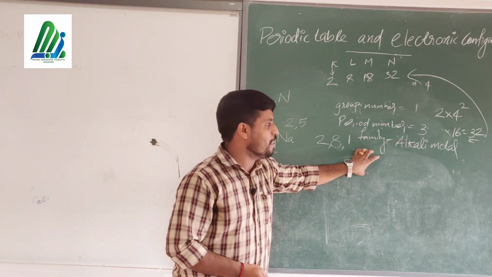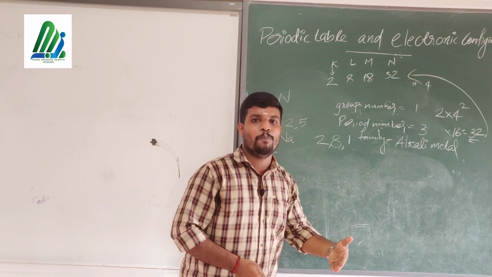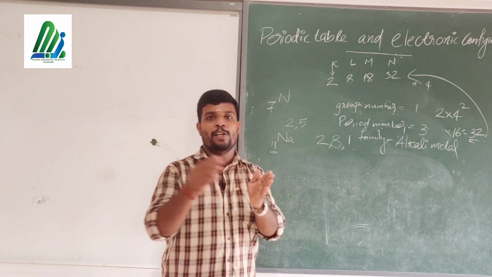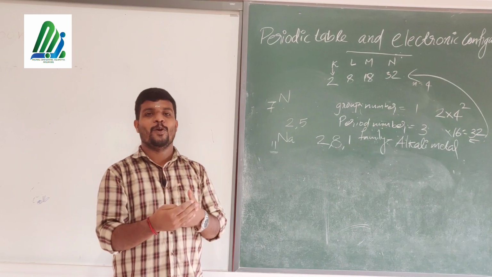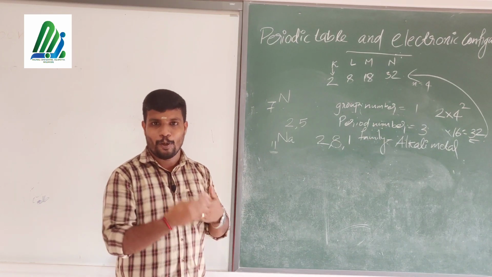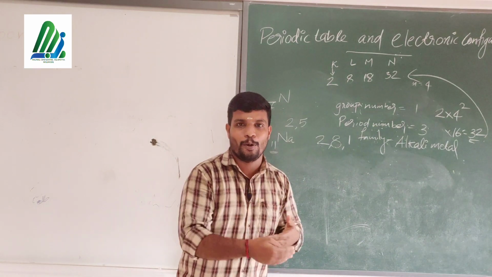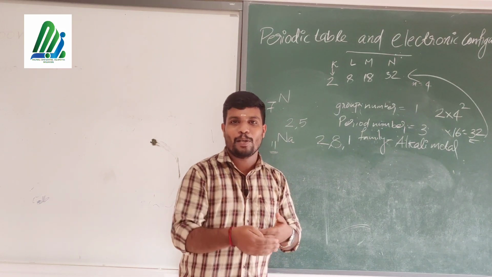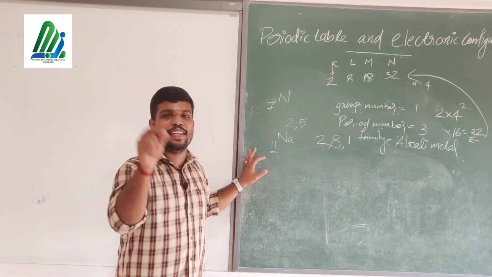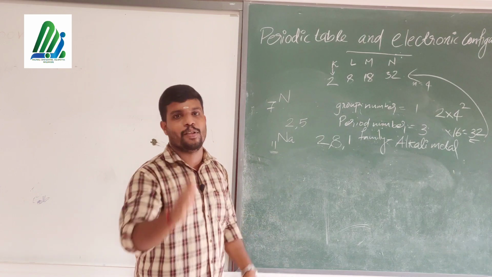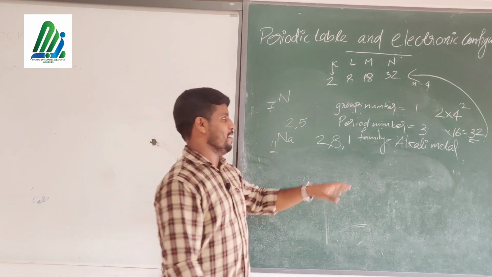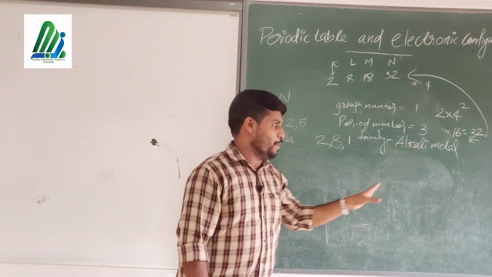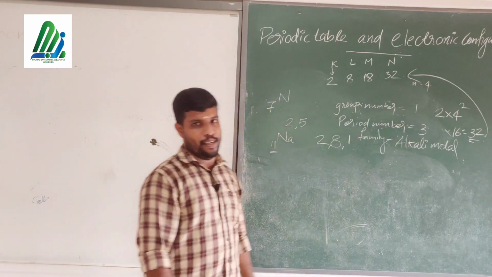First group are known as alkali metals. Second group, alkaline earth metals. Groups 3 to 12 are known as transition metals. 13th group, boron family. 14th group, carbon family, 15th group, nitrogen family, 16th group, oxygen family, then 17th group, halogens. 18th group are known as noble gases or inert gases. Like that, you just go through that chapter.